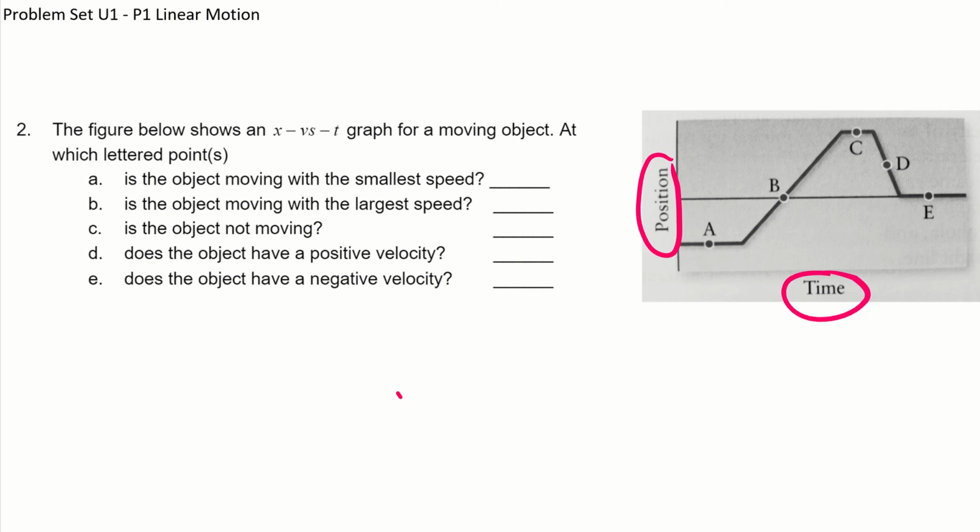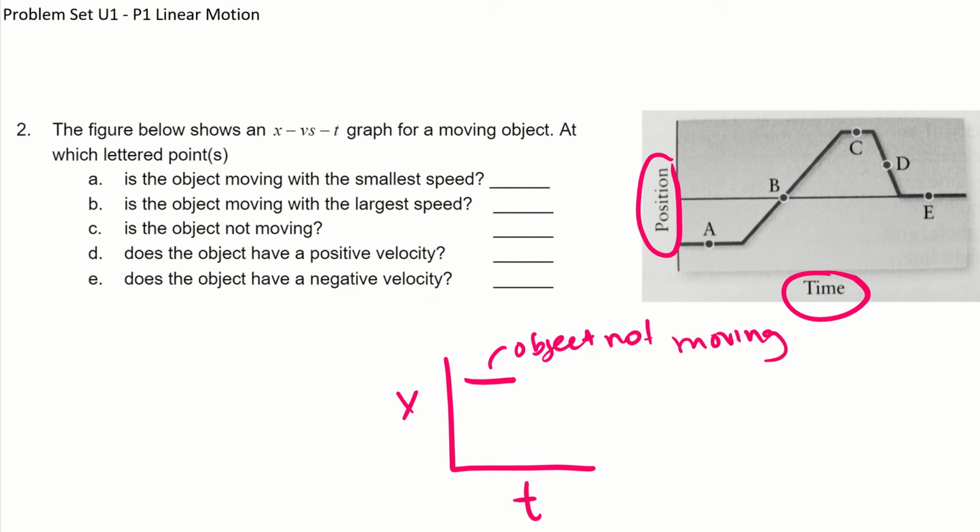Okay, so on a position or x versus t graph, if you have a horizontal line, the object is not moving, right? Because if it's at the same x position over time, it's not moving. If there is a positive slope, in the reference frame that you've established, the object has a positive velocity. And if it has a negative slope, then it would have a negative velocity.